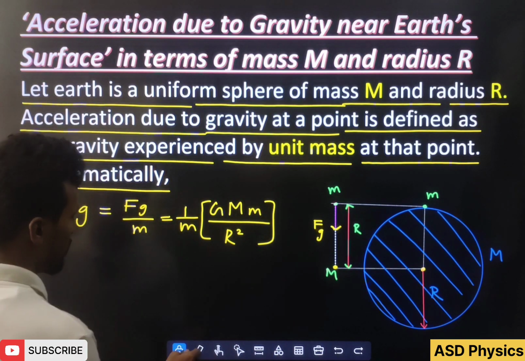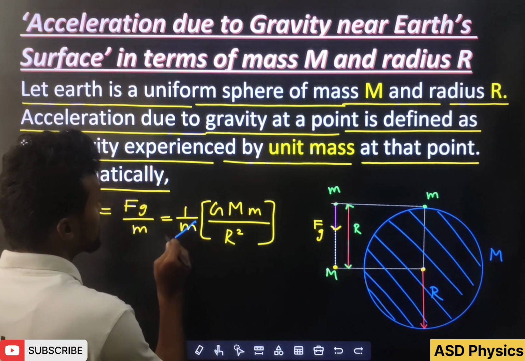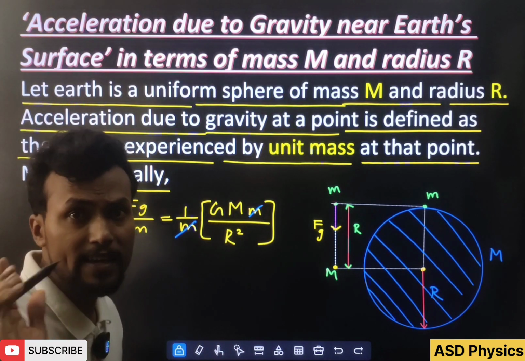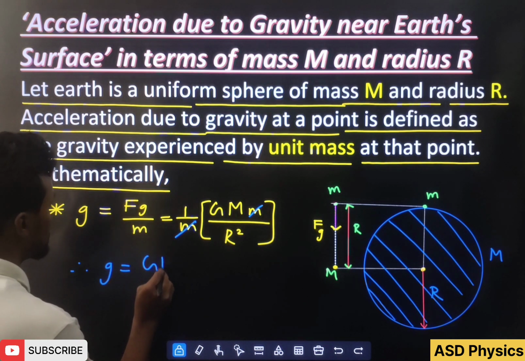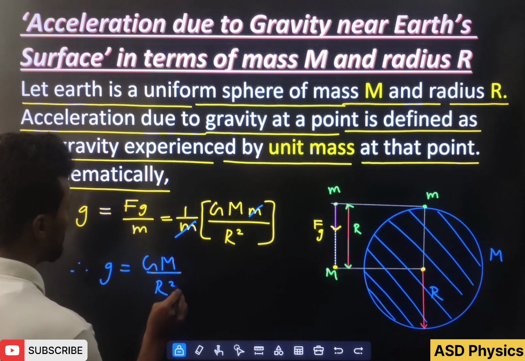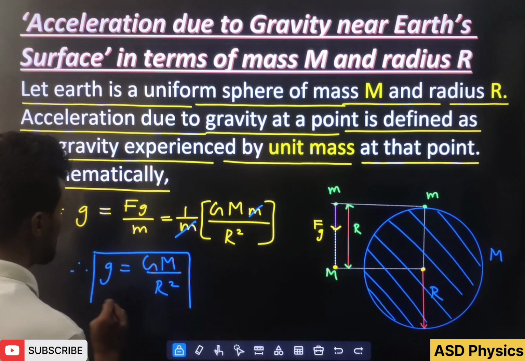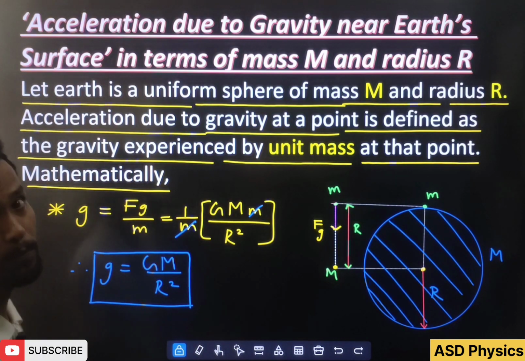Now what things will cancel out? We can tell here this is small m and this is small m, cancelled out. That means we can write that this gravity value is given by GM by r square. G equals GM by r square.